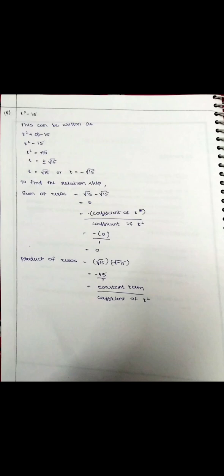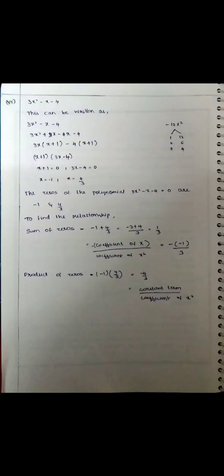Sum of the zeros is equal to 0. So minus of 0 by 1, that is 0. Sum of the zeros is equal to 0, and if we calculate this, it is also 0. Product of zeros, if we check, root 15 into root 15 is 15, and minus, it is plus root 15 and minus root 15. Plus into minus is minus. Root 15 into root 15 is 15, so the product is minus 15. Constant term by coefficient of t square. What is the constant term? It is minus 15 by coefficient of t square which is 1, which is satisfying the condition.